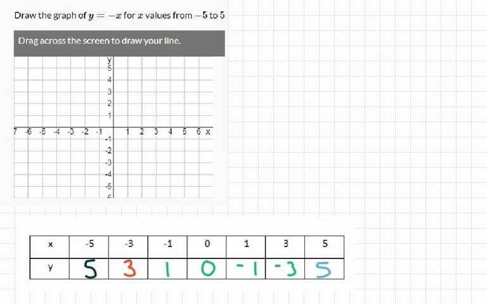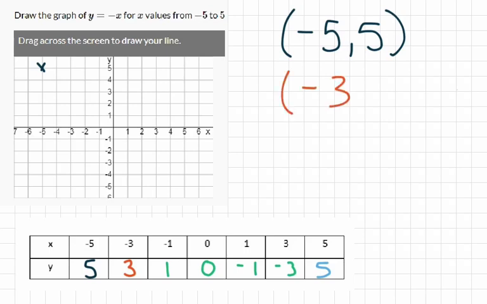From the table, we can now select our coordinates. We know that when x is -5, y is 5. So on our axes, x is -5, y is 5. When x is -3, y is 3. On our axes, we're plotting -3, 3 here. Okay, slightly off there, sorry. When x is -1, y is 1, -1, 1 here. And finally, when x is 0, y is 0.